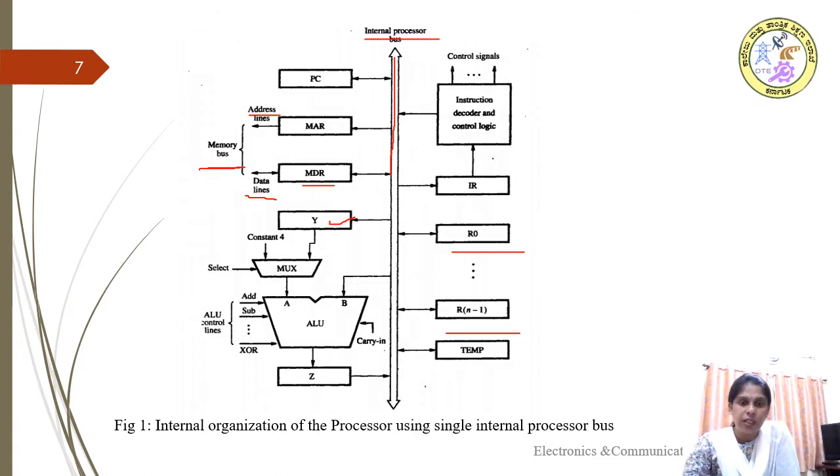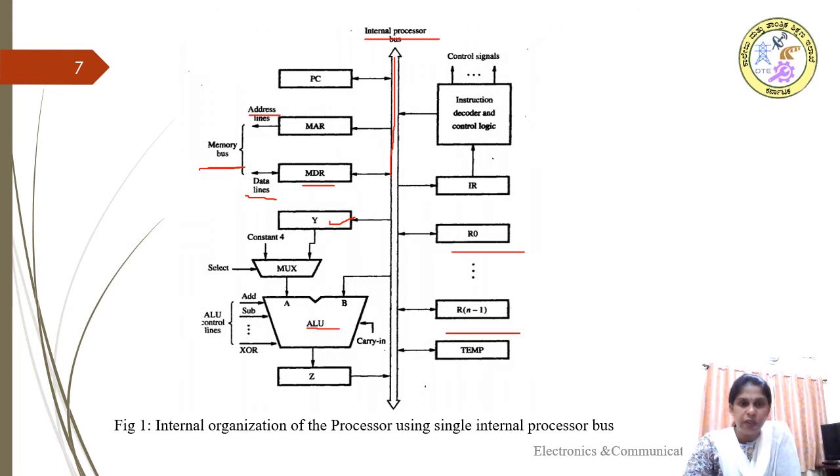Next, one of the important blocks in the processor is the ALU. ALU corresponds to arithmetic logic unit. It is going to perform many arithmetic and logic operations, depending on the control signals generated by the processor. The processor generates the control signal that will be fed as input to the ALU.